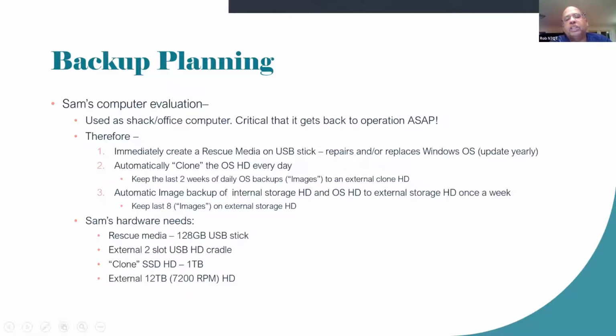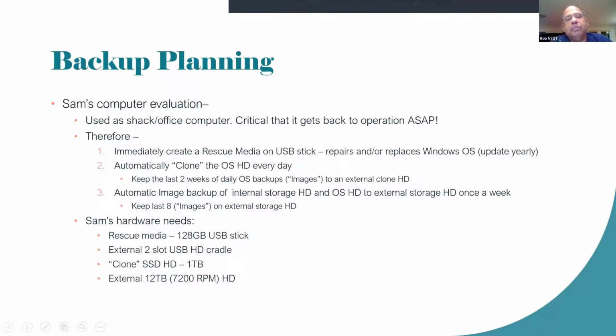We created a rescue media on a USB stick immediately. All of you can do that. And you should update this, I'd say yearly, because if a Windows 10 machine went to Windows 11, you want the latest operating system installed. So maybe you do this once a year. This is your bare bones Windows operating system, as well as Macrium software to be able to restore your computer.